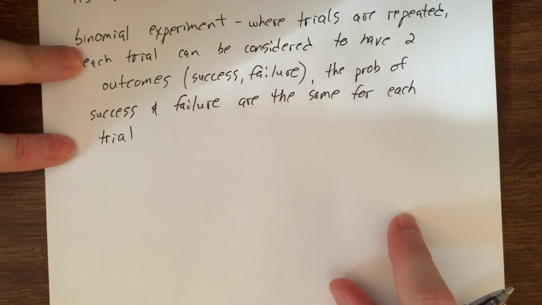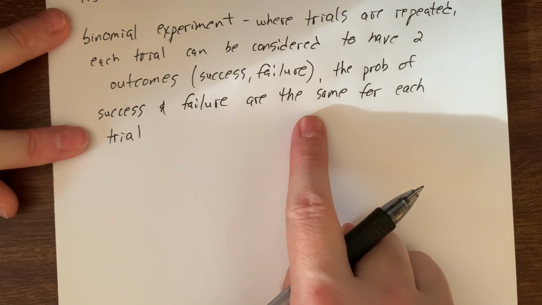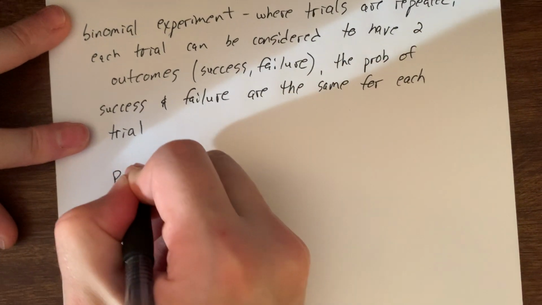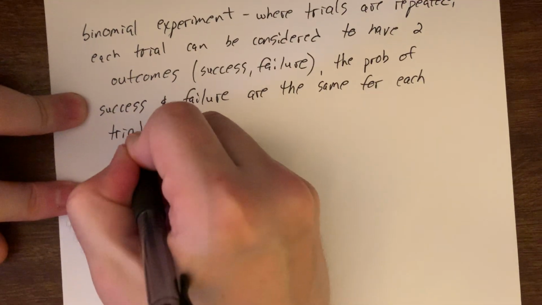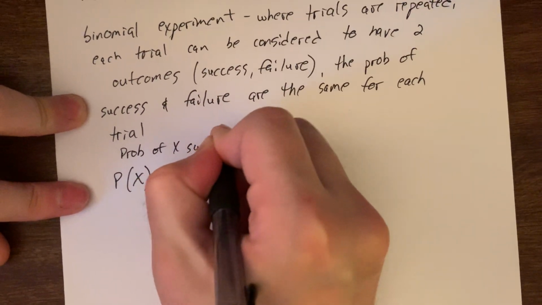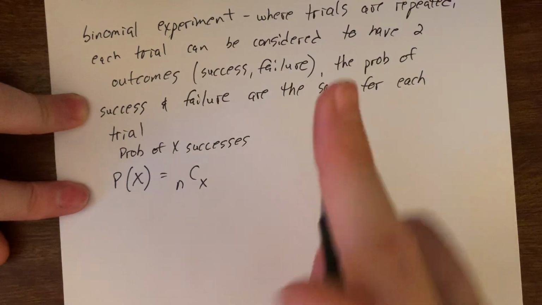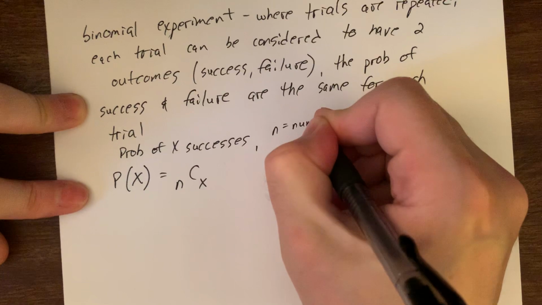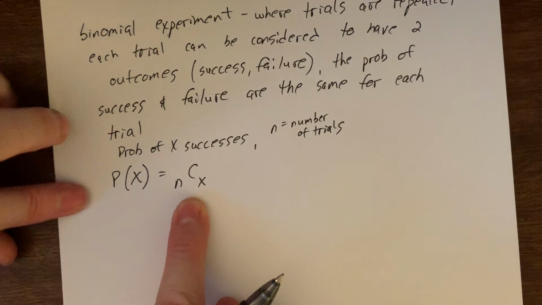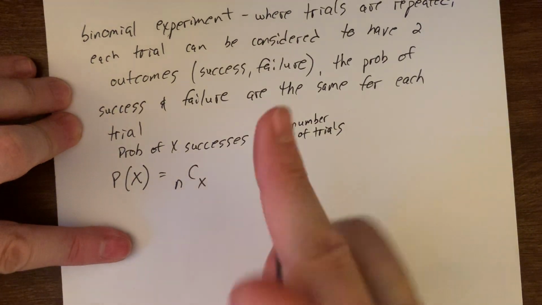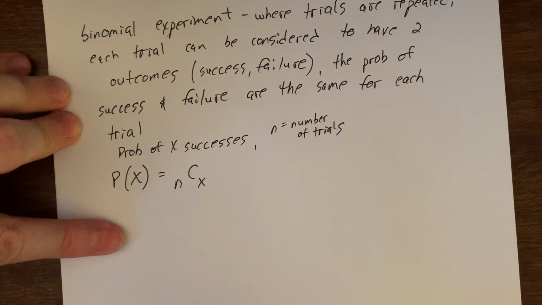When we put all of that together, if we have a situation that is binomial, we will get this very nice formula. The probability, now we'll use x as the number of successes, the probability of x successes will equal NCX. N will represent the number of trials. I'll come back and explain this notation a little further in a moment, where N represents the number of trials and X is, again, the number of successes.